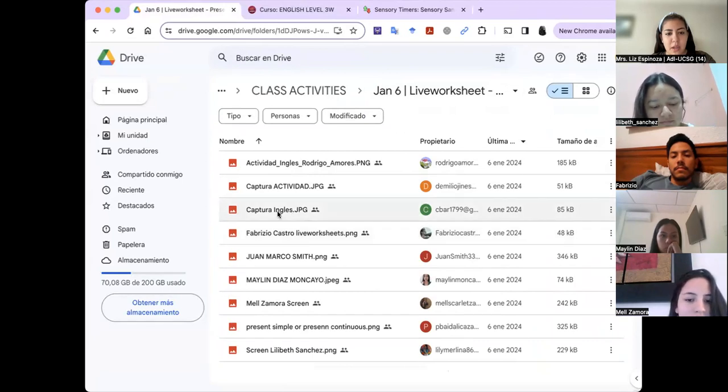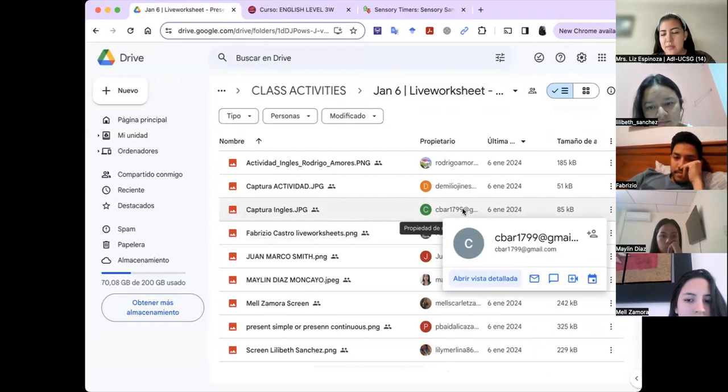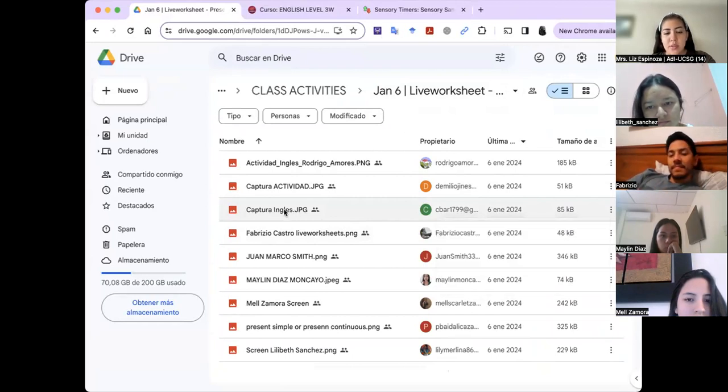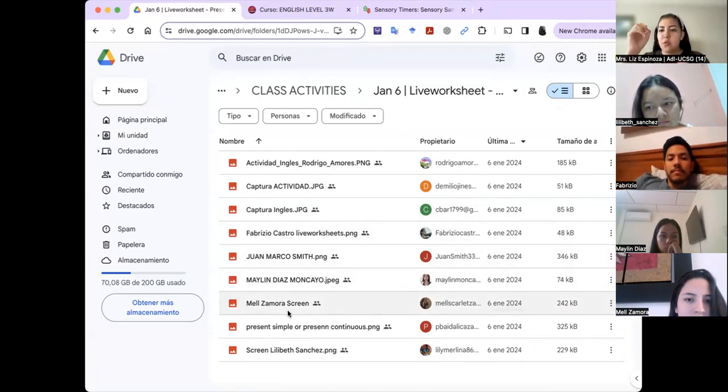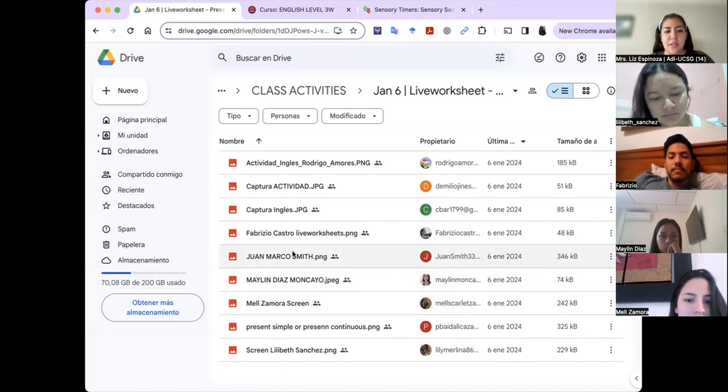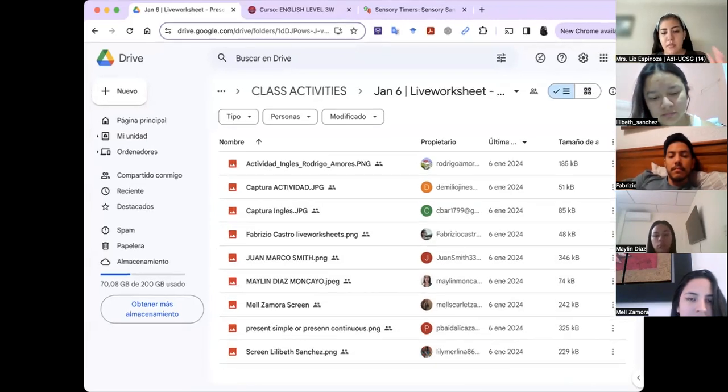For example, this one, I don't know who is Captura de Inglés, Sebar 17. So please change this, put your name first. And actually, I would prefer to have first the last name, so it's easier when I check, right? So you put in this case, Castro Fabricio, Smith Juan Marco, Moncayo Maylin, right? This one, I assume it's Paola because of the last name I can see here. But again, please help me put in your last name first and then your name, all right?